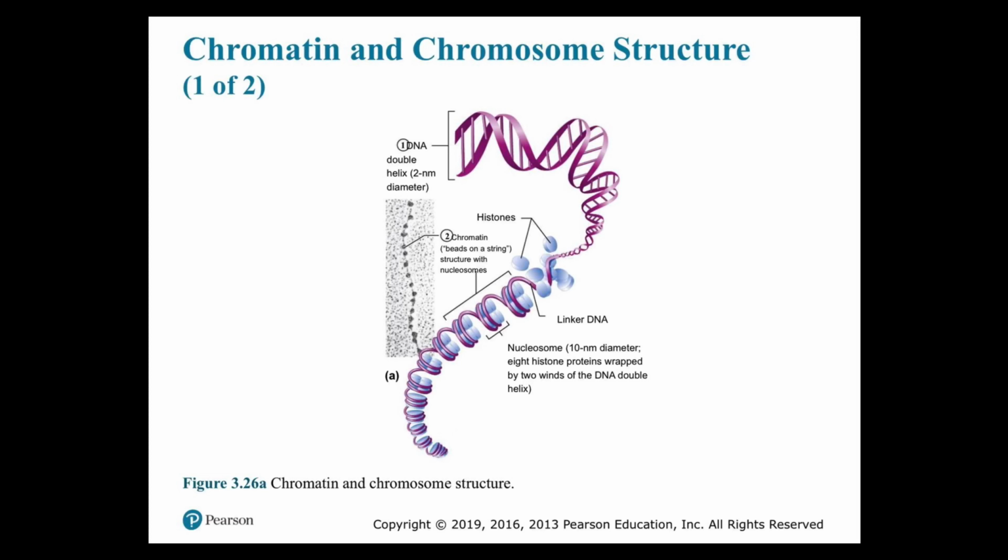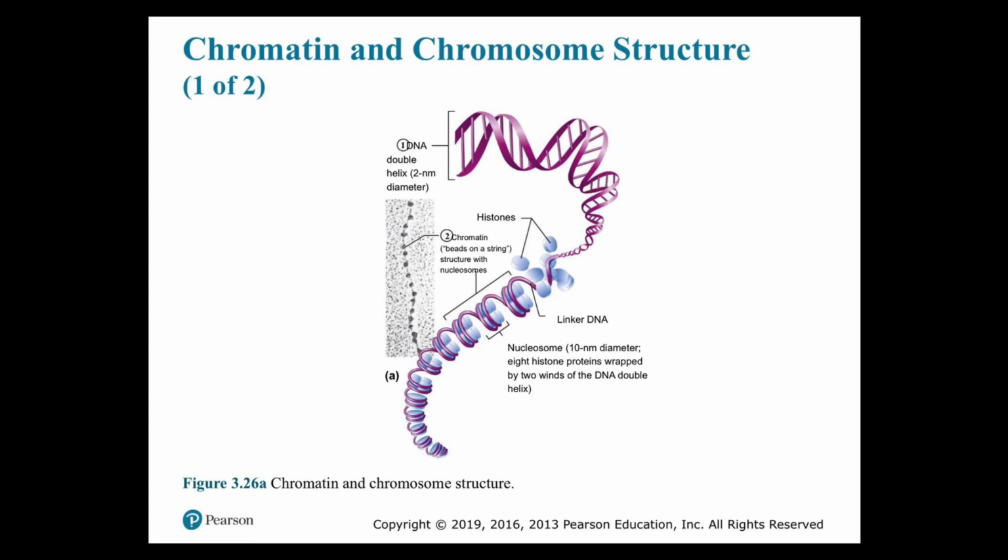3.26a, chromatin and chromosome structure. Okay, so here again, if you start at 1, DNA is the double helix, and it's wrapped around those histones. It's wrapped around twice. In fact, around 8 of those.